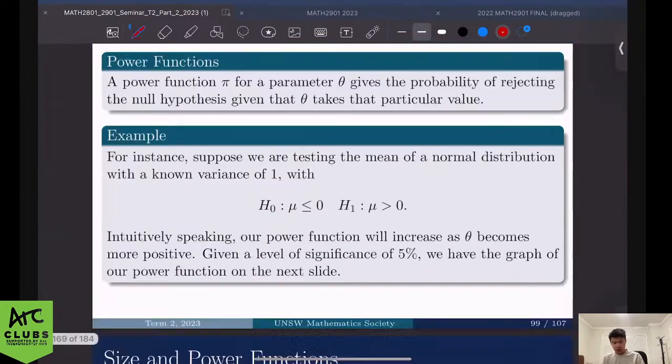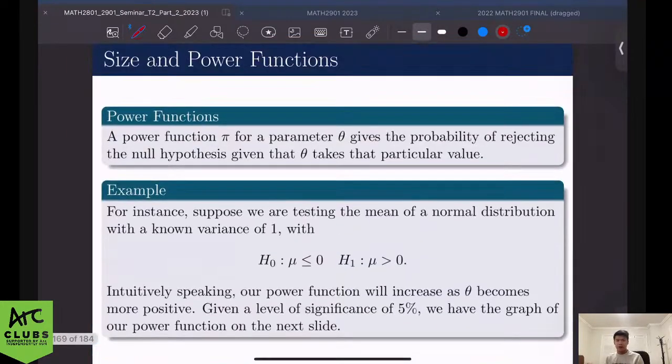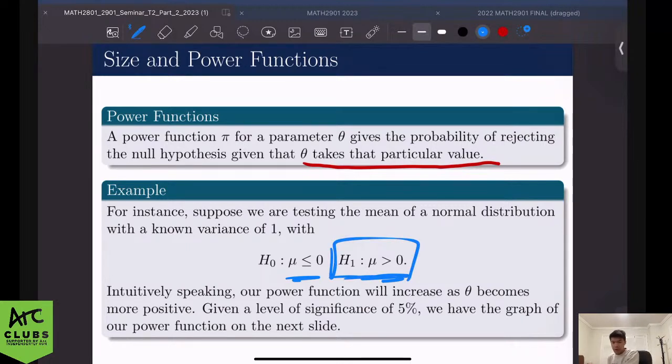Final thing is the power function. Okay. What is a power function? It gives the probability of rejecting the null, given that theta takes that parameter value. Okay. So an example is you've got mu is less than or equal to 0 versus mu is greater than 0. So intuitively, as your mu gets higher, it becomes more likely that you will get something that supports this hypothesis, right? Because as your actual mean gets higher, you'll be more likely to observe a big mean, and so you'll be more likely to reject the null. Okay.